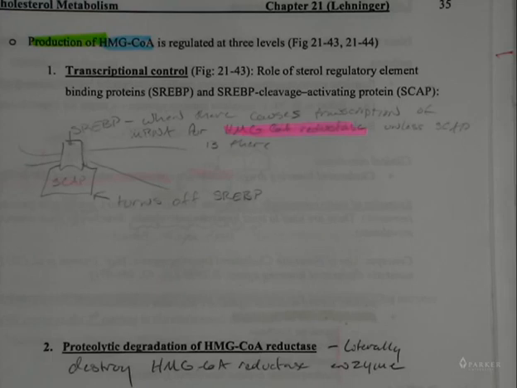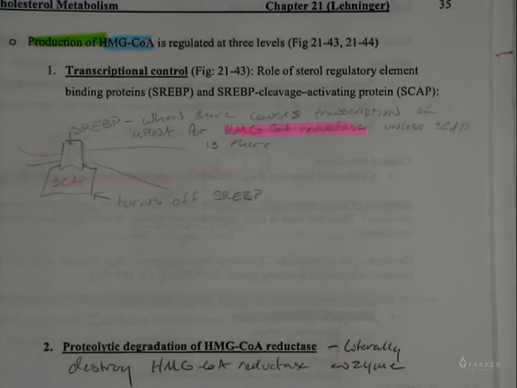They go up. Now, there's another one called SCAP, which is SREBP cleavage activating protein, which binds to SREBP and stops it from working. If SCAP is attached to SREBP, it stops SREBP from working, what happens to cholesterol levels? They go down because we stop transcribing the mRNA for HMG-CoA reductase, which means we don't have mRNA, we don't have translation, we don't make the rate-limiting enzyme.